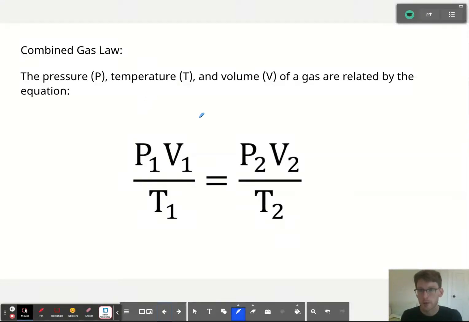Of course, they do come to a combined gas law, but bear in mind, if you were to use the combined gas law, in order to solve for any one variable, you would need the other 5 of them.